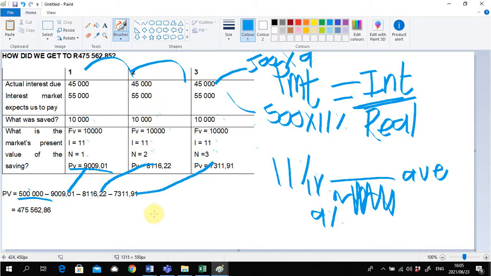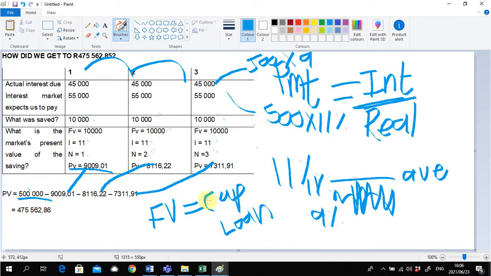Whereas with the yield to maturity, the future value is the capital portion of the loan. And the present value is the capital portion of the loan minus the savings over the period, or plus the wastage of money over the period. And the saving or the wastage depends on whether we are paying more interest than the market expects or less interest than the market expects. So I just wanted to give an overview so that you can understand, but how did we get to this present value?